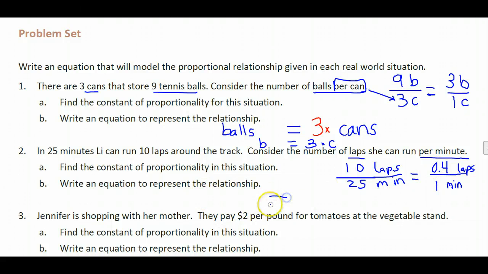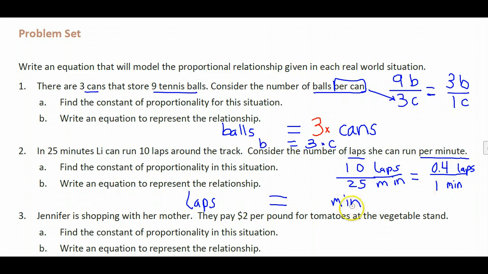So every equation has an equal sign. The equation is just showing the relationship between your two measures. So how is laps related to minutes? Are they equal? No, they're not. We know that for 1 minute, she runs 0.4 laps. So if I asked you, how many laps does she run in 1 minute? You would say 0.4. If I asked you, how many laps does she run in 10 minutes?